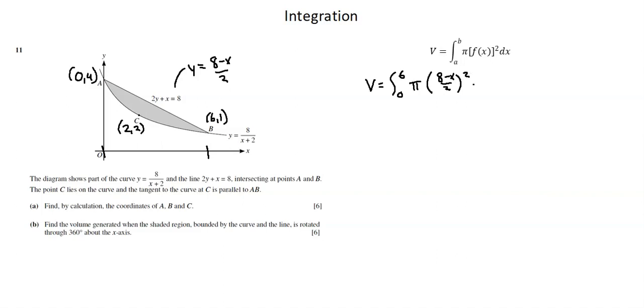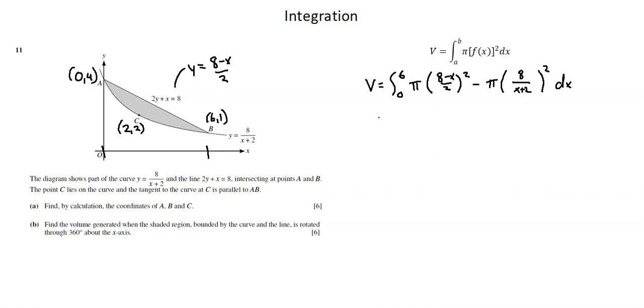I will then subtract pi times the quantity. My other function, the lower function, is 8 over (x plus 2). I square that with respect to x. Notice that we are not taking the square of the subtraction. It's not high function minus low function squared. It is high function squared minus low function squared.